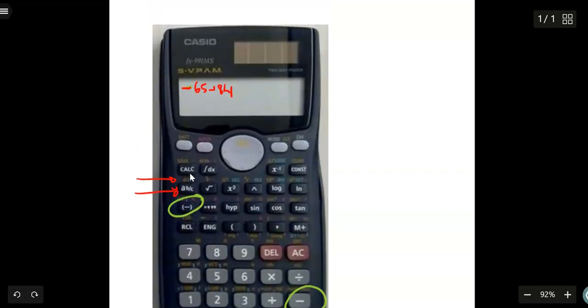Then what I do next is the division. So you put division, but this time you don't need a bracket because it's already specified this one as a negative.